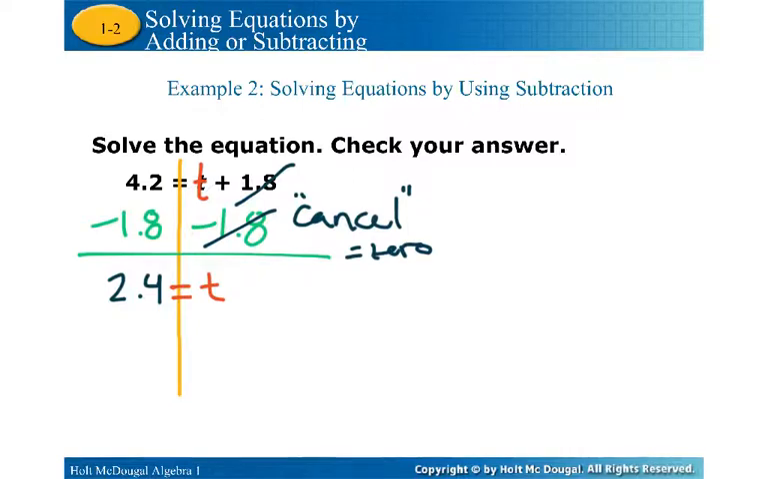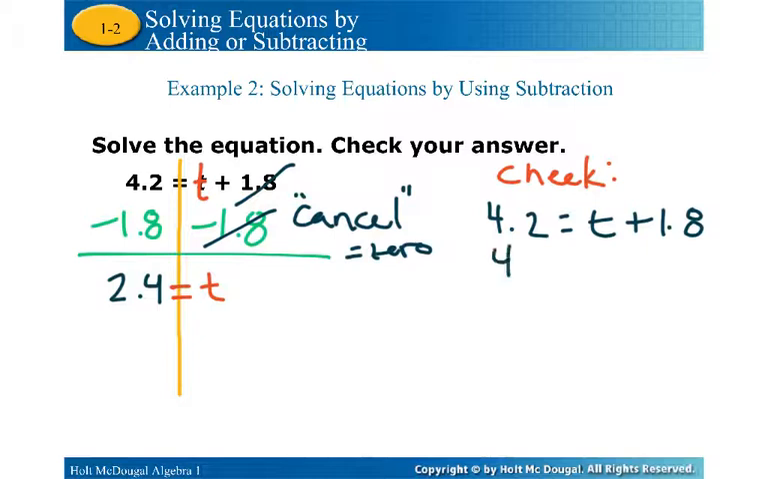So then we go over here and do our check. And again, in order to check, you rewrite the original equation exactly how it is. Then fill in the variable that we got. So we still have 4.2, but now t is actually 2.4. And we're going to check if plus 1.8 actually equals that.